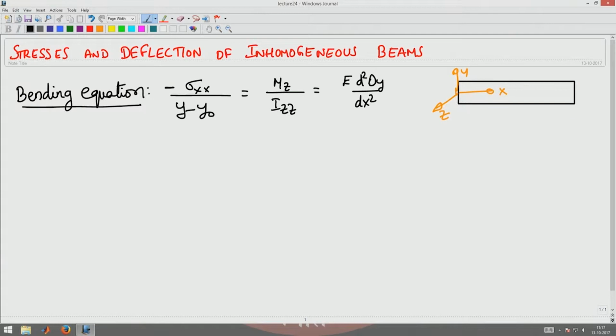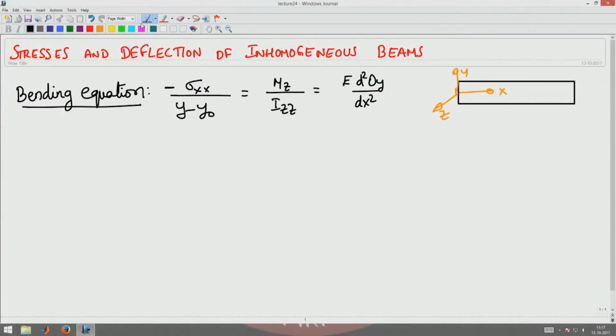Basically, till now we have assumed that the beam is homogeneous, meaning that it is made of the same material throughout the cross section. We derived the bending equation: minus sigma xx by (y minus y naught) is equal to Mz by Iz is equal to E times d square delta y by dx square. But this E is the Young's modulus, meaning the material shows a similar response in tension and compression, and the entire cross section is made of the same material with a Young's modulus E characterizing the stress-strain response.